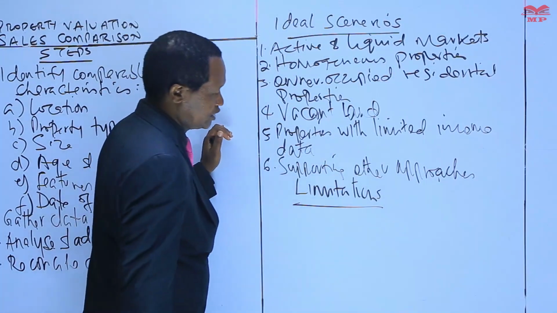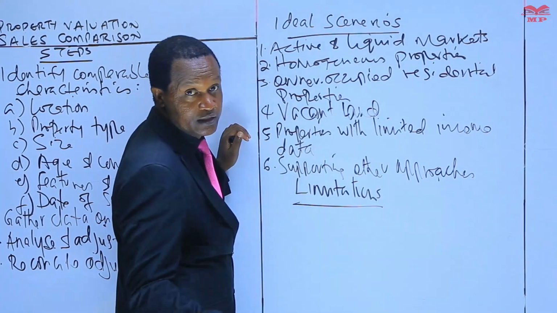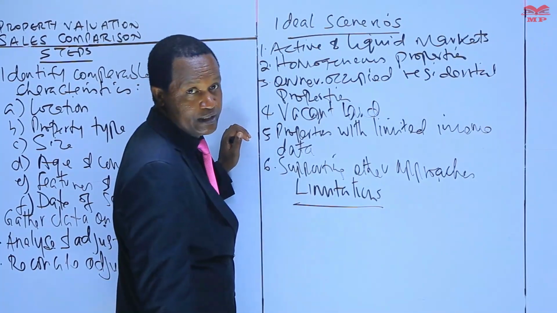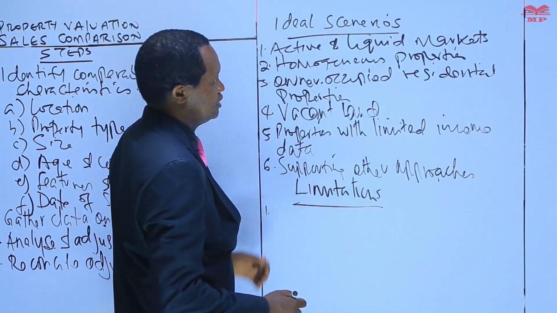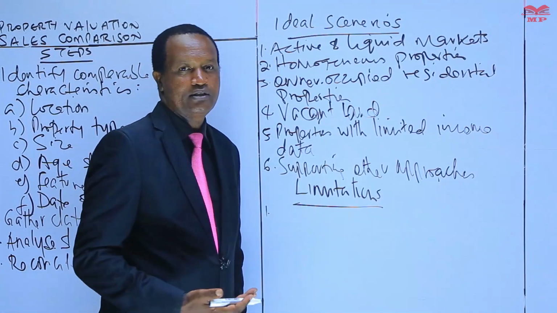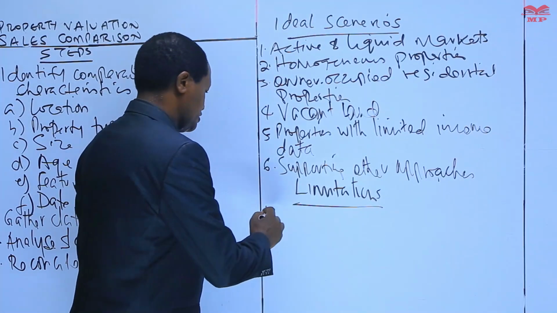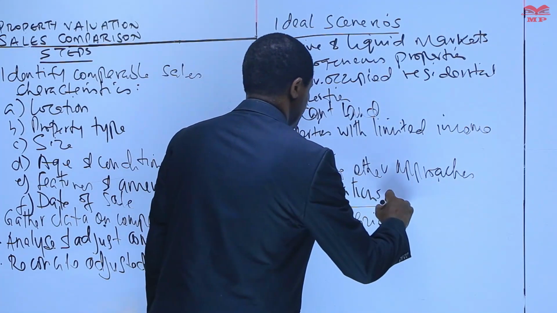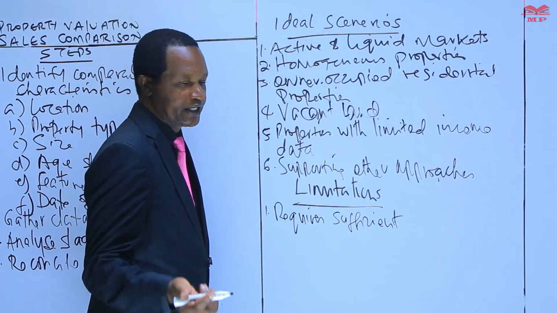Now, candidate, the sales comparison approach, while a powerful tool in analyzing property, has several limitations that can affect its accuracy and its applicability. One such limitation is that the approach requires sufficient and also comparable data.